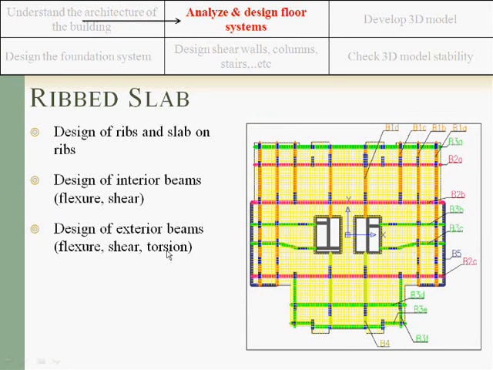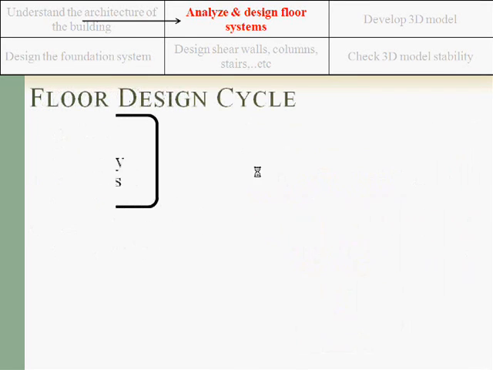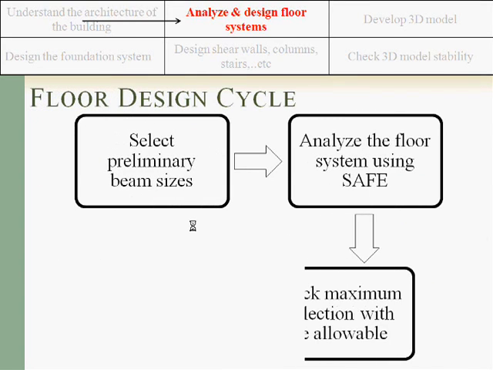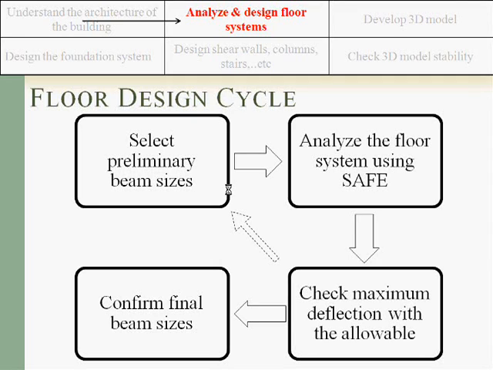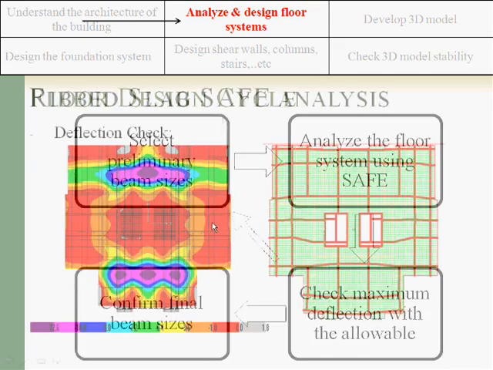The first one was the ribbed slab. It was designed with different ribs and different beams. The ribs were supported by the main beams, and some of the beams were designed for flexure and shear only, and some of them, which are the perimeter beams, were designed also for torsion. The floor design cycle started by selecting preliminary beam sizes, analyzing the floor using SAFE, and then checking the maximum deflection against the allowable, and then confirming the sizes of the beams and going for reinforcement.